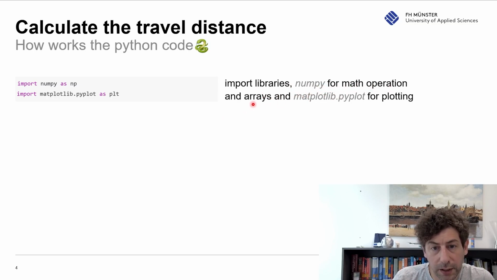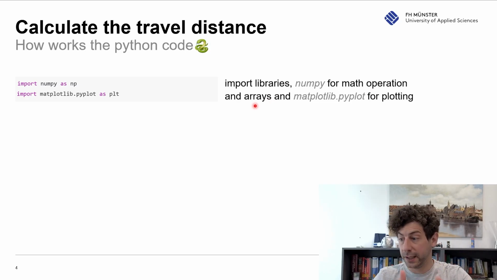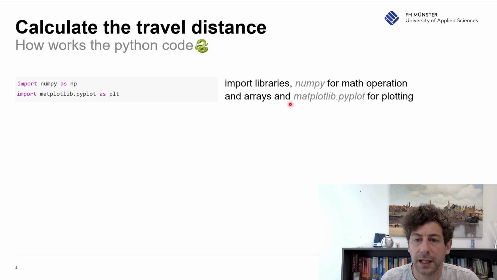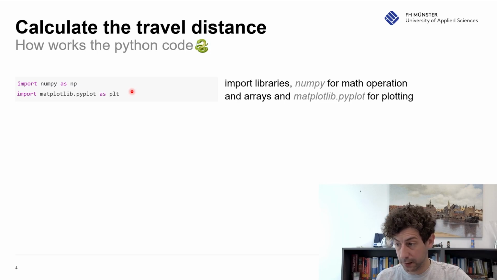For the math we are doing, the arrays we're setting where we put values in, we need NumPy, and I want to have a nice diagram at the end, and therefore I need matplotlib. So we're importing these libraries so that my Python has the functions in these libraries. Without matplotlib, my code cannot plot a diagram. It needs this library to do this.